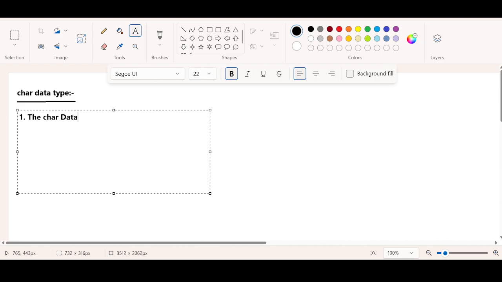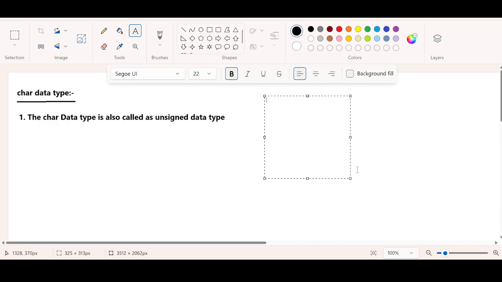The char data type is also called an unsigned data type. What are the data types that we have discussed so far? We have discussed byte, short, int, and long. What is common in these data types? All four are signed data types. When I say signed data type, they represent both negative numbers as well as positive numbers. But the char data type is an unsigned data type.